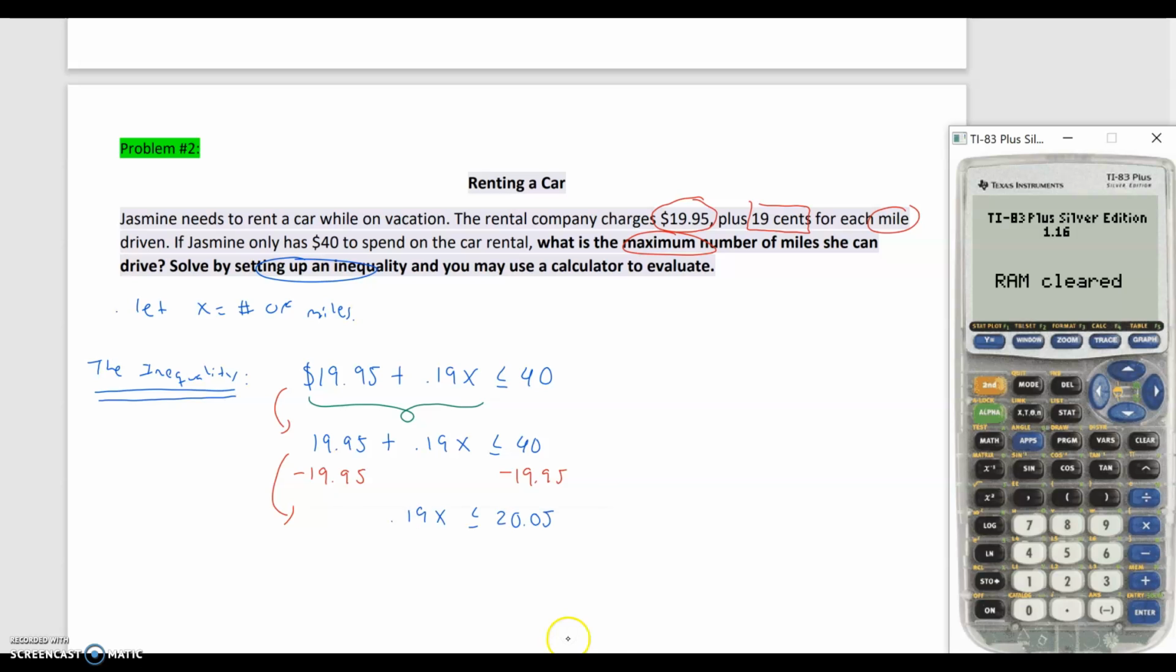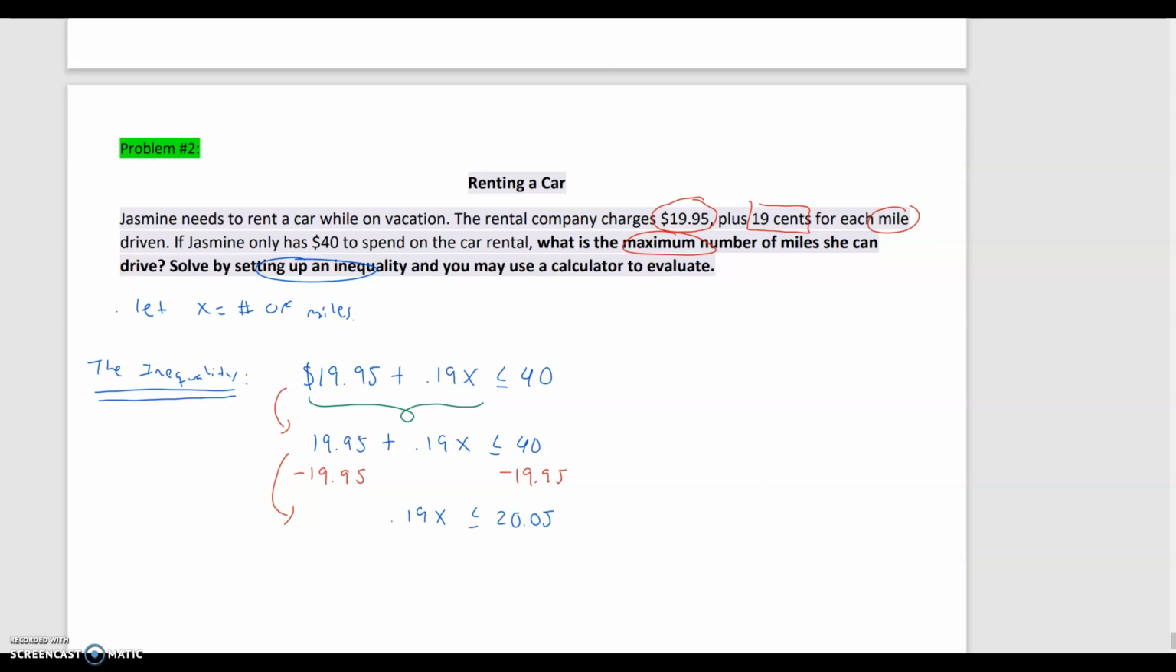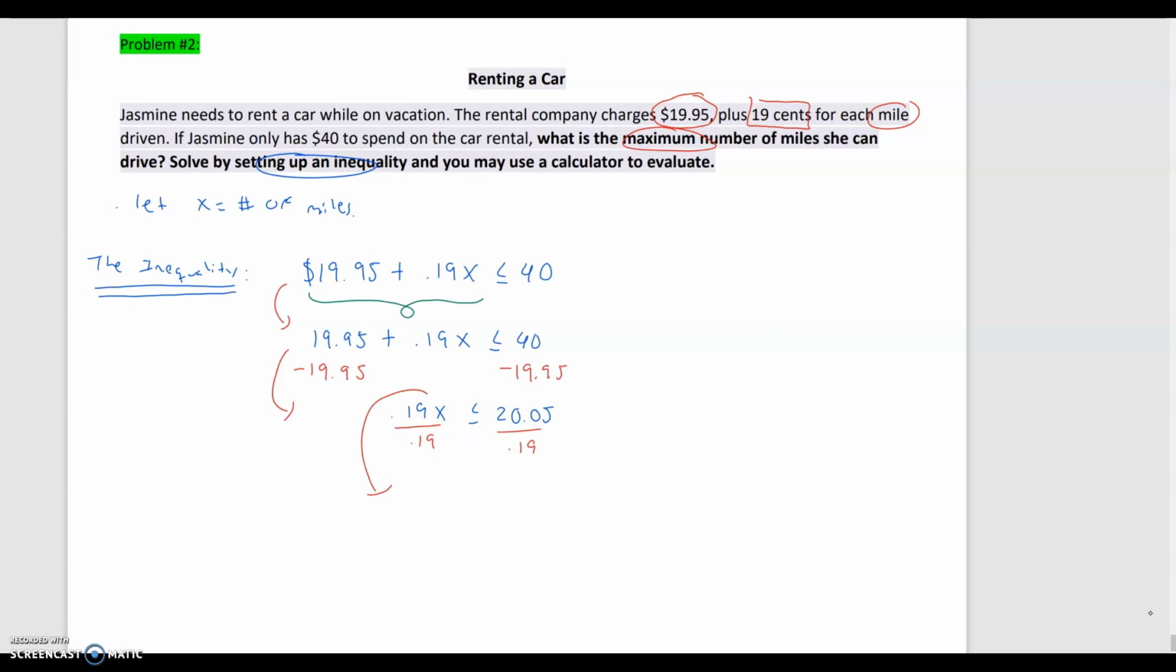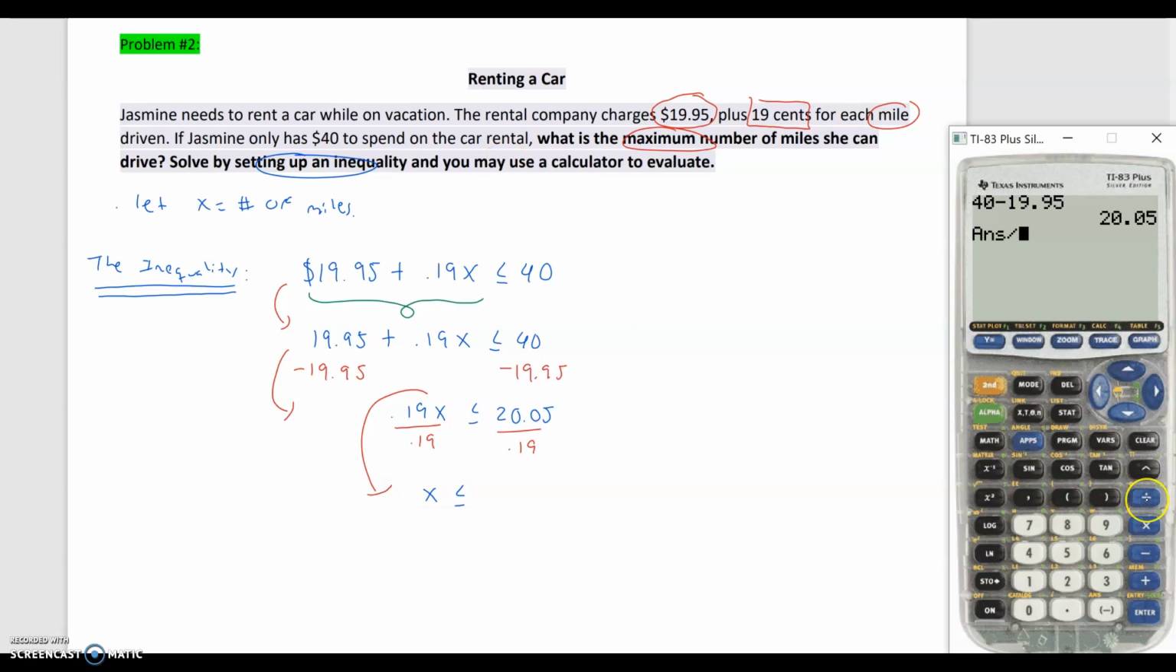They do want us to use a calculator because the numbers are a little bit messy. So 40 minus 19.95 is 20.05. And then careful on the next one, we're going to be dividing by 0.19, which is going to give us that x has to be less than or equal to. In this case, I'm just going to say divide by 0.19, and that gives us 105.56.